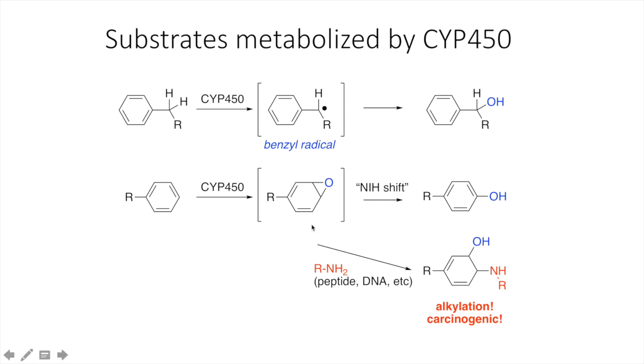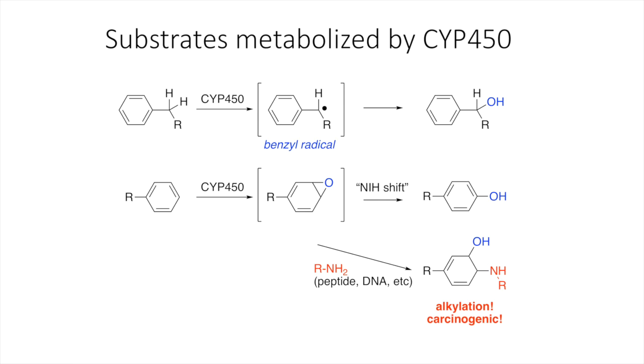So on a good day, that epoxide will rearrange to give us this phenol via something called an NIH shift. It's called that because it was discovered at the National Institutes of Health. And so this phenol is a lot more polar, and that will be much more easily excreted in the urine.